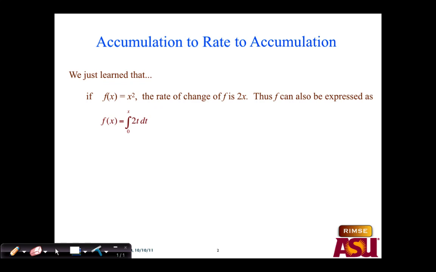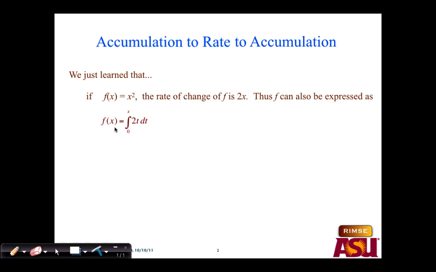So if 2x is the function rule for the rate of change of function f, r sub f of x, if I integrate that, I get an exact accumulation. And I can express this integration between 0 and x. If you think about it, that's what we saw in the graph. We started at a value of 0 for the independent variable and went onward because it was modeling a square.